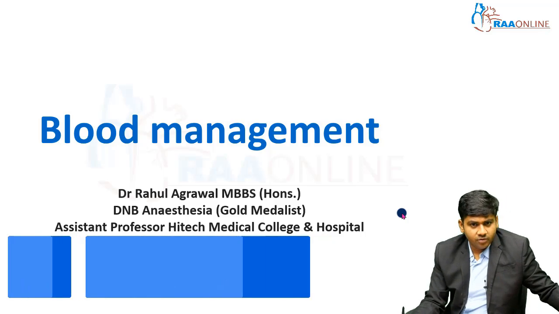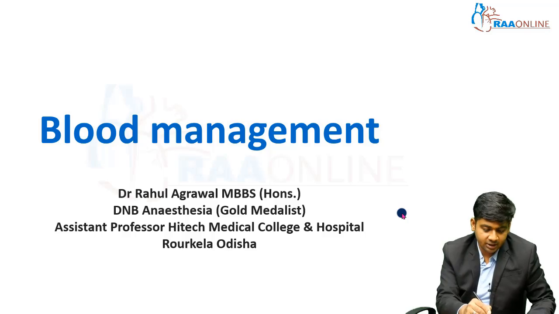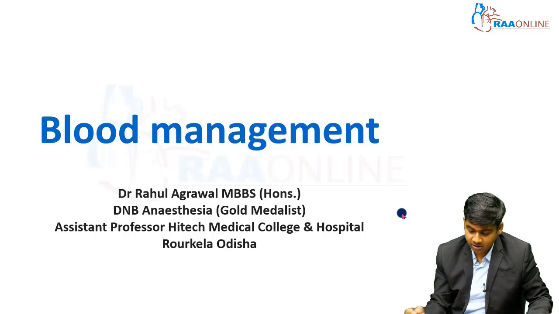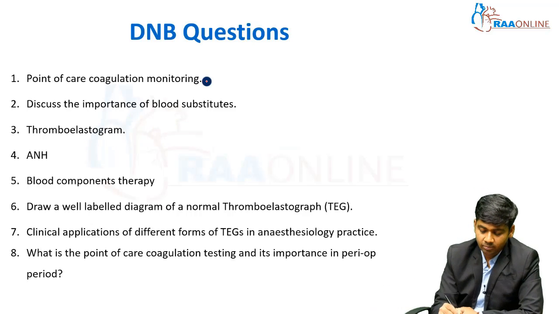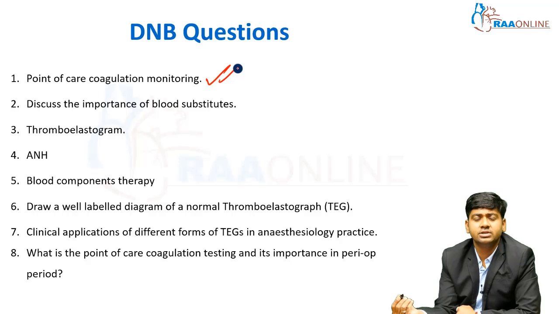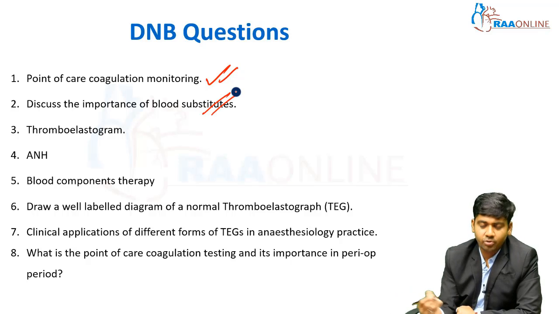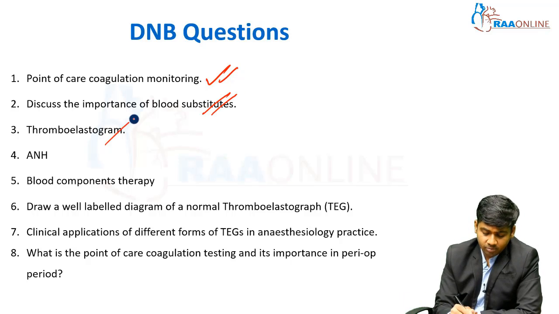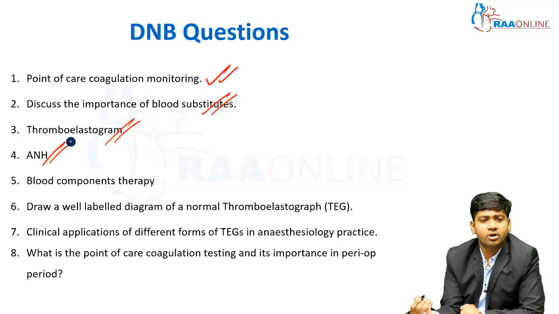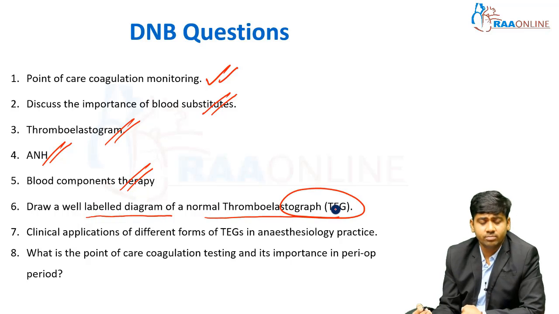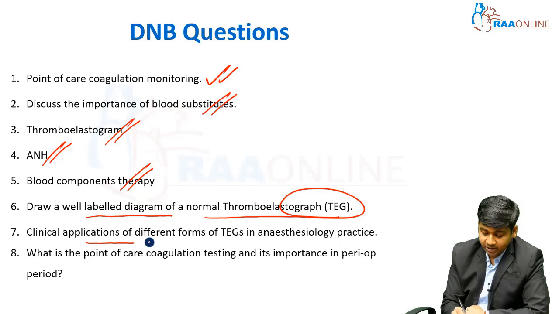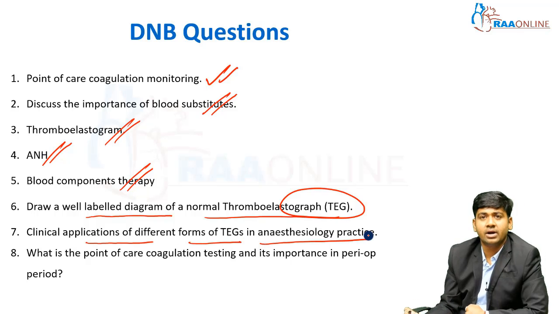Before going to blood management, we can see the questions in the DNB exams. Suppose these are the questions that can be asked. These are all theory questions. Point of care coagulation monitoring is a 5 marks question. Discuss the importance of blood substitutes, thromboelastogram, ANH (acute normovolemic hemodilution), blood components therapy. Draw a well-labeled diagram of TEG and ROTEM. We'll discuss everything. Clinical application of different forms of TEG in anesthesia practice.